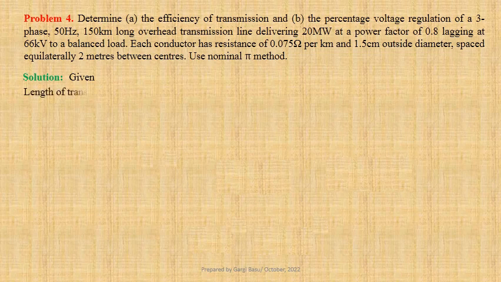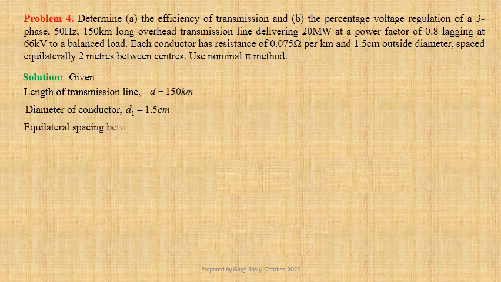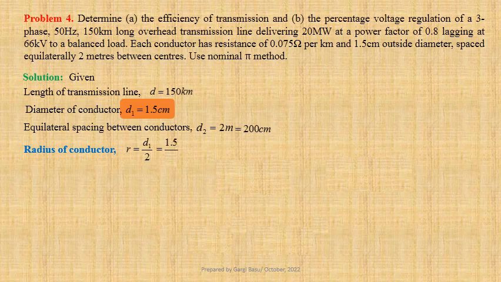Given length of the transmission line D equals 150 kilometers. Diameter of the conductor D1 equals 1.5 centimeter. Equilateral spacing between conductors D2 equals 2 meters, that is equal to 200 centimeters. Now we shall calculate radius of the conductor. R equals D1 by 2, that is equal to 1.5 divided by 2, that gives us 0.75 centimeter.